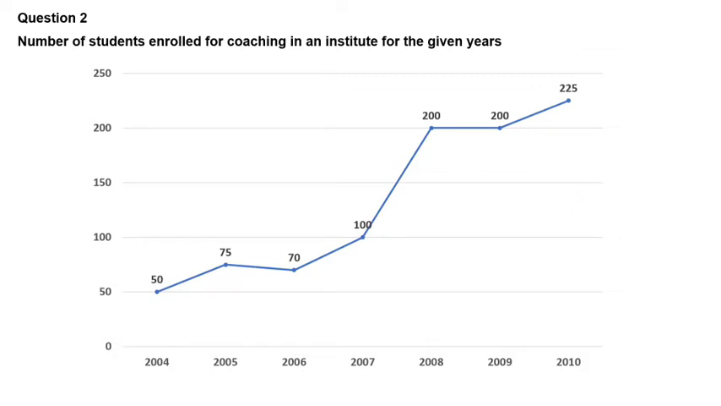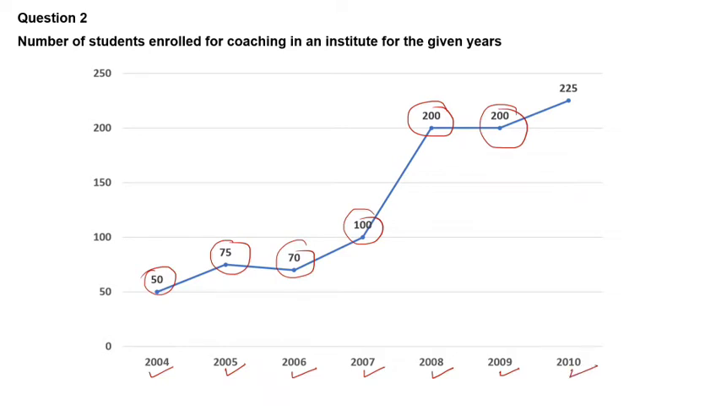Number of students enrolled for coaching in an institute in given years. So in a coaching institute in 2004, 50 students enrolled. In 2005, 75 students enrolled. In 2006, 70 students enrolled. In 2007, 100 students enrolled. In 2008, 200 students enrolled. In 2009, also 200 students enrolled.